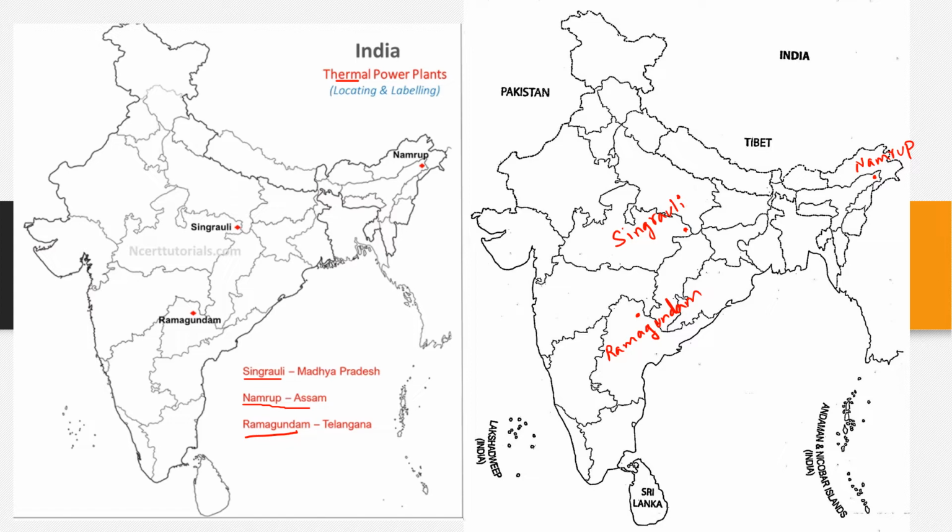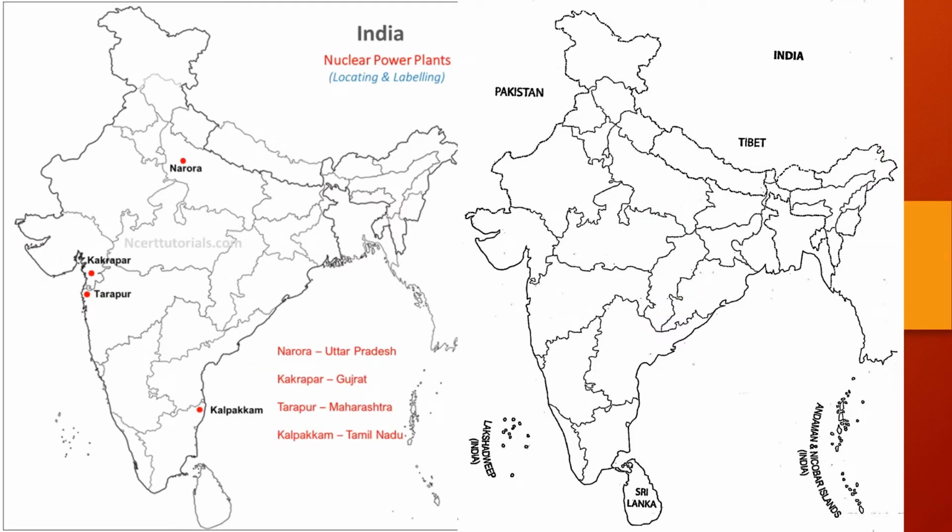Move to the next map. That is the nuclear power plants. This is the nuclear power plants in India. These are the most important nuclear power plants in India. Clear? Yes. So we'll see the important power plants.